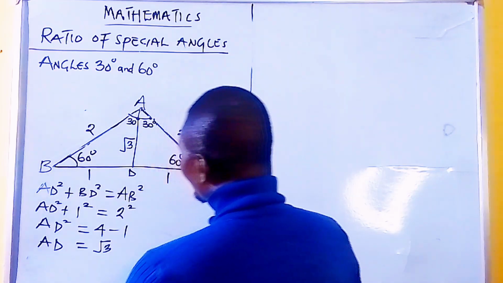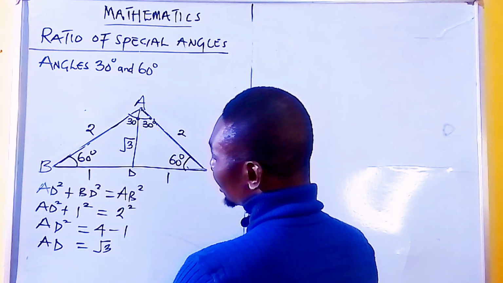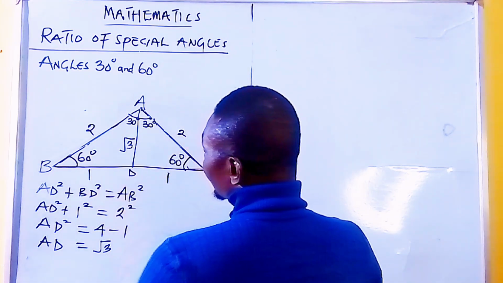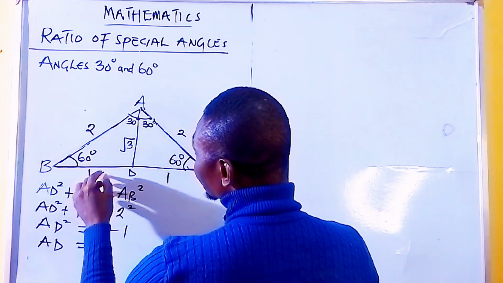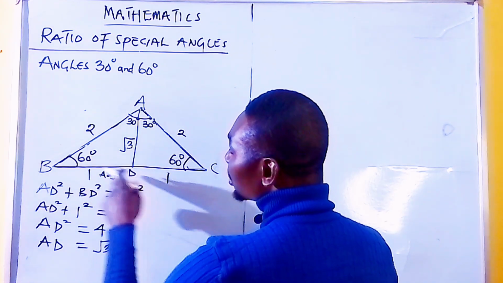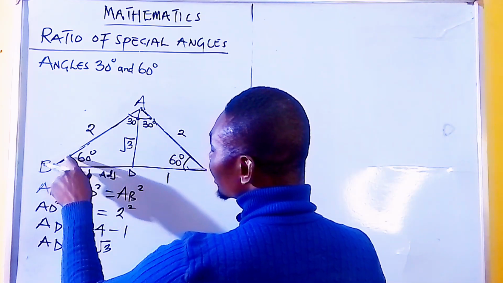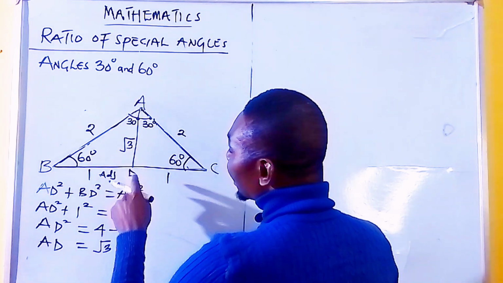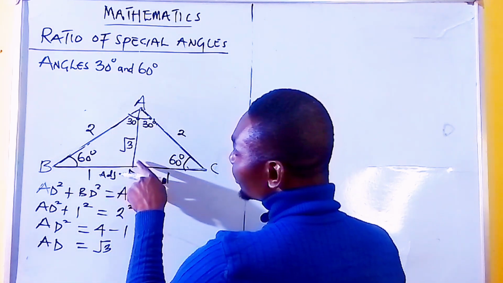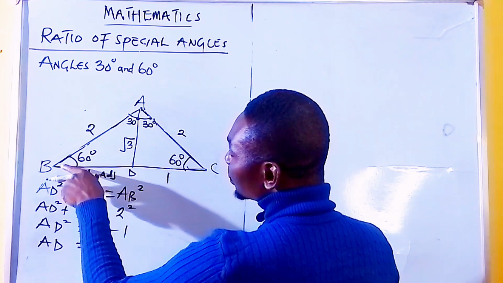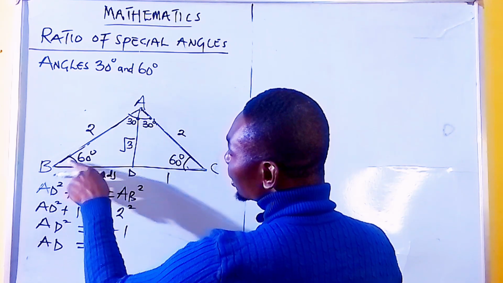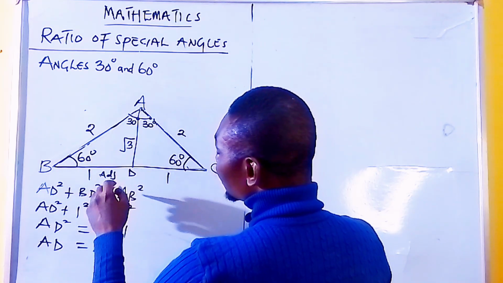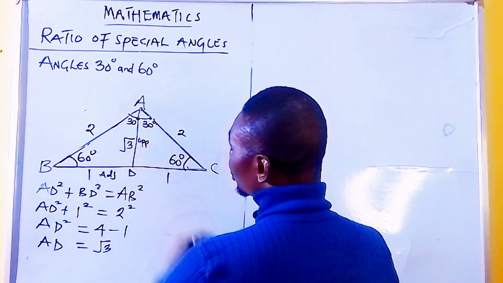So here, we are considering angle 60°. BD becomes our adjacent, because the adjacent side of a right angle triangle is just the line near the angle in focus. Then our opposite side is the line AD facing angle B, which is the angle in focus. So this one becomes the opposite side.